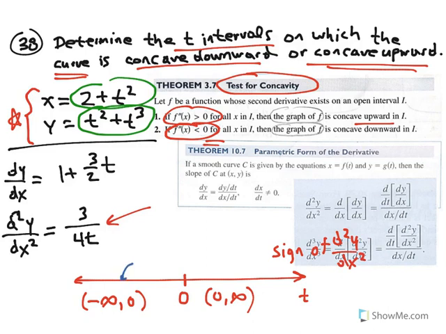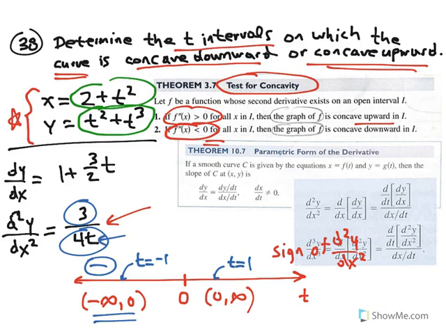So in other words, just choose some value for t, like t is equal to negative 1. If t is negative 1, the denominator of the second derivative will be negative, while the numerator is positive. So the second derivative will be negative on this interval of t. Choose a value for t, like t is equal to positive 1, and if t is positive 1, both the numerator and the denominator of the second derivative will be positive, so the second derivative will be positive on this interval of t.